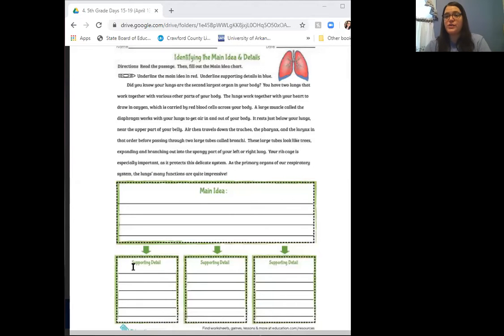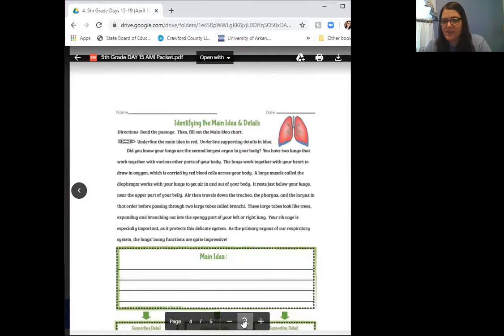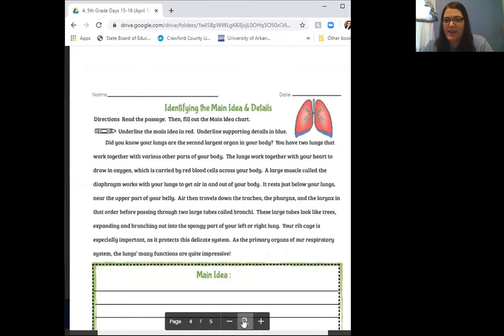So if you choose to do this option, all you have to do is read this little passage about the lungs. And it says, read the passage, then fill out the main idea chart. So you're going to think about the main idea of this passage. What is this whole passage about? So then it gives you a passage about the lungs, and it says, did you know your lungs are the second largest organ in your body? And then it goes throughout the little passage, the paragraph, and tells you different facts about the lungs.